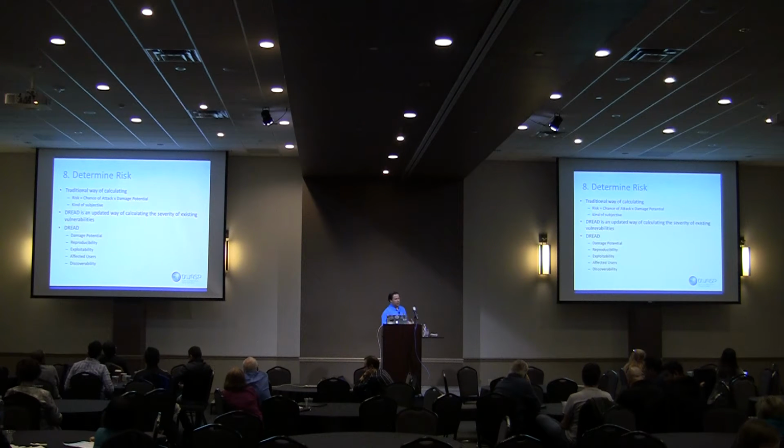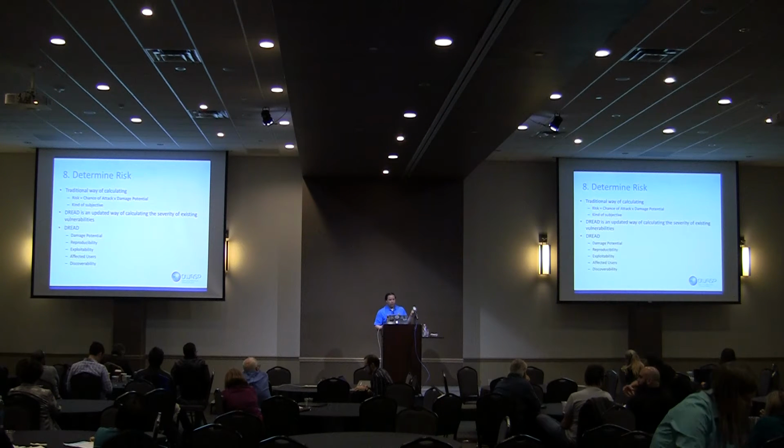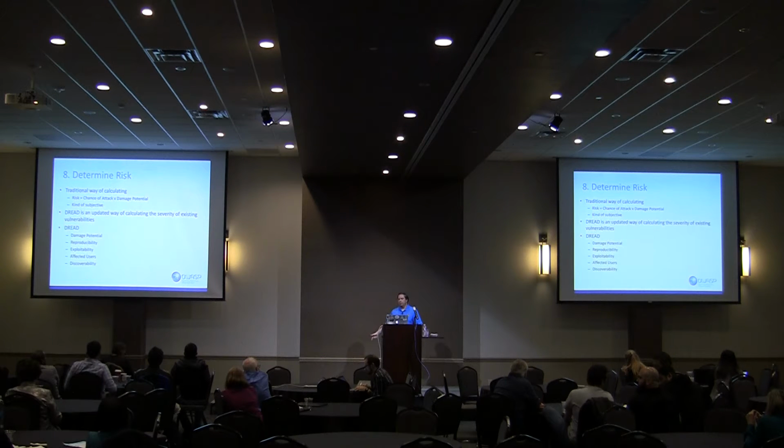Pretty subjective. So DREAD is Microsoft's way of calculating the severity of existing vulnerabilities. And DREAD stands for damage potential, reproducibility, exploitability, affected users, and discoverability. So when it comes to the risk of something happening, these are the factors that make up that risk. You're no longer looking at how likely it is as just a singular value. You're looking at likely in terms of, is it discoverable? And is it reproducible? And you're not looking at impact, you're looking at damage potential and who's affected, right?